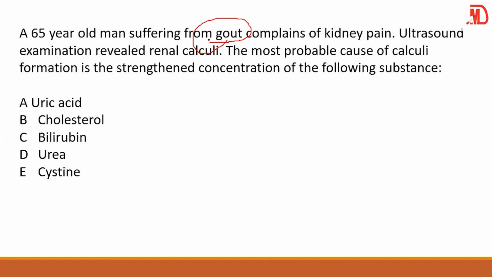But this is not a question about xanthine oxidase. The question now is that the most probable cause of this calculus formation is the concentration of what? Of course, uric acid. So here, your answer is uric acid. So A is your answer. You see, medicine is good.